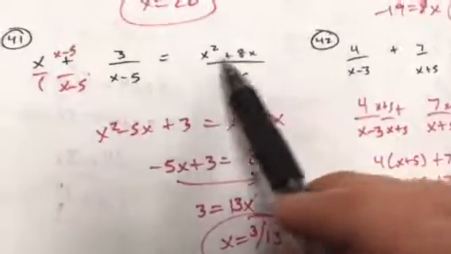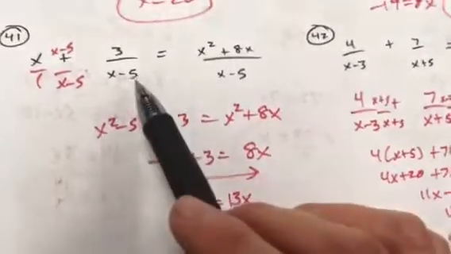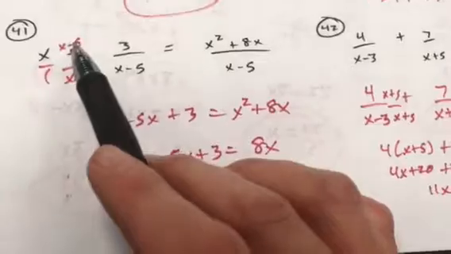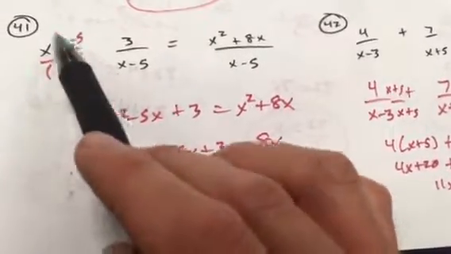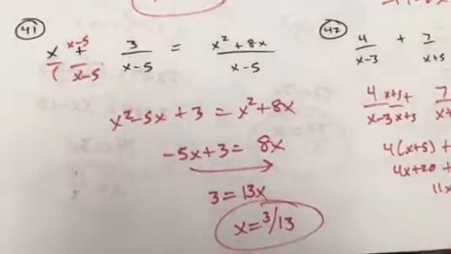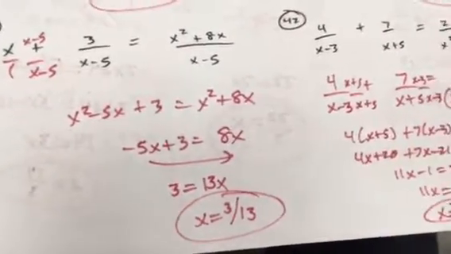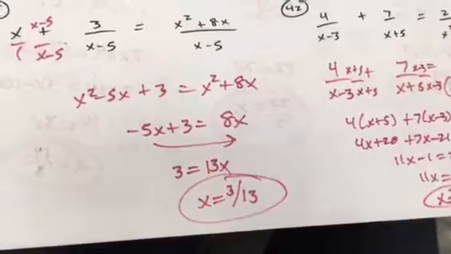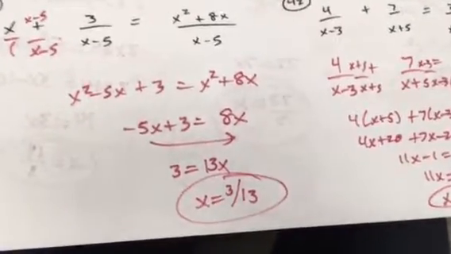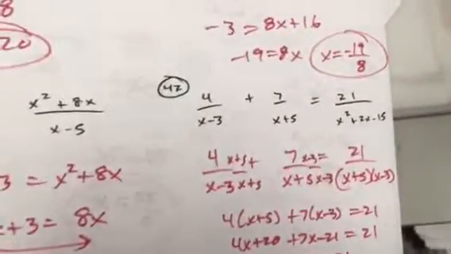Lastly, folks, on the last two, you got to have the same denominator, okay? So this is going to be x over 1. Give it an x minus 5 over x minus 5. Use distribution. You're going to have x squared minus 5x plus 3 equals x squared plus 8x. You got negative 5x plus 3 is 8x. Add 5x to both sides. 3 equals 13x. X is 3 over 13.